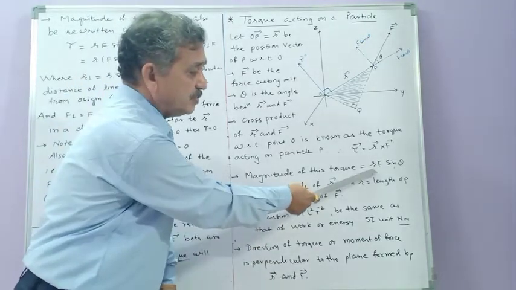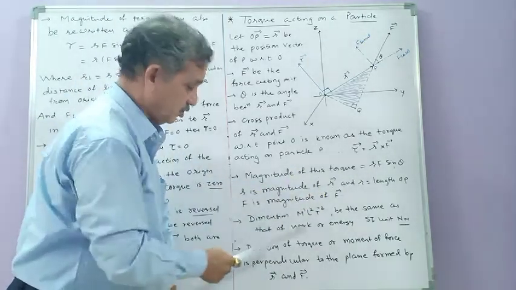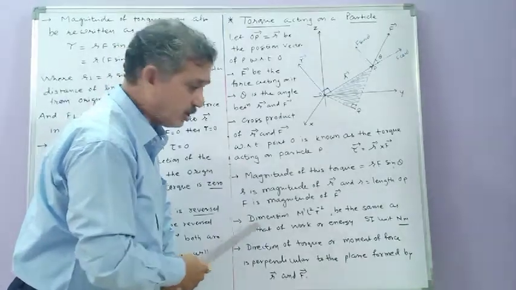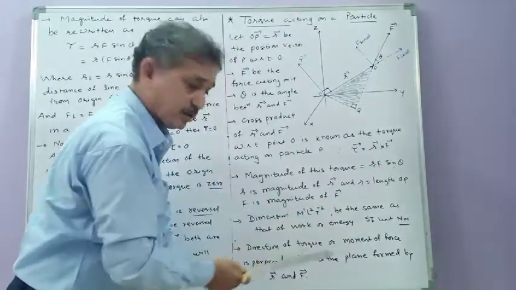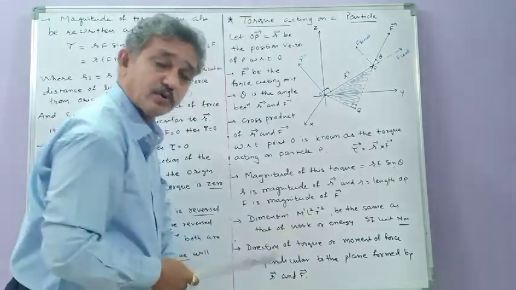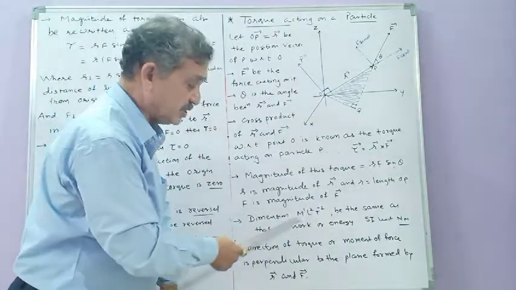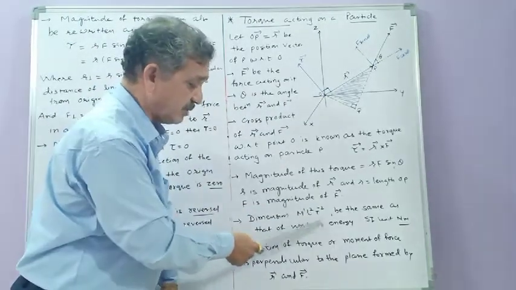Unit of R is meter, unit of force is Newton. So what will be the unit of torque? The unit of torque is Newton meter, or you can write unit of torque is Joule, and the dimensional equation of torque is the same as that of work and energy.